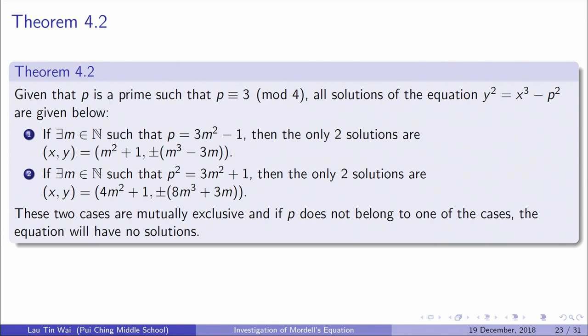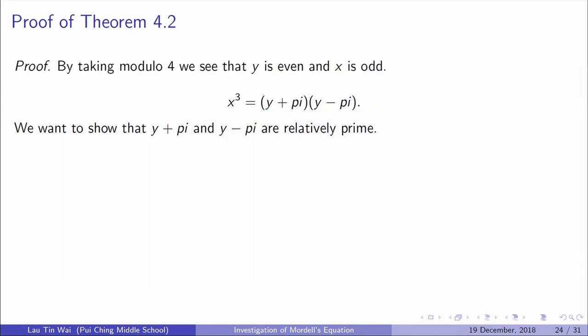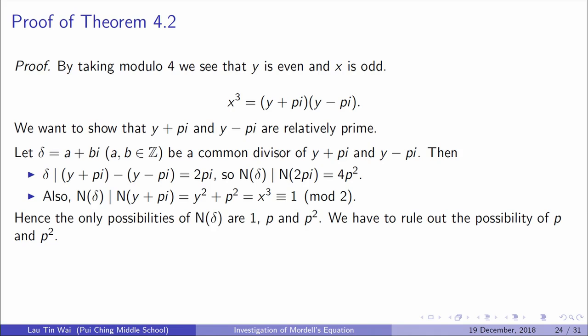I consider k equal to minus p squared, where p equals 3 mod 4. Here is an example. Firstly, I factorize this equation as shown here, and we are going to show that y plus pi and y minus pi are relatively prime. Let delta be the common divisor among them. Then delta must divide the difference, where the norm of delta will divide 4p squared. On the other hand, the norm of delta will divide an odd number, so the only possibilities of the norm of delta are 1, p and p squared. And we are going to rule out the possibilities of p and p squared.